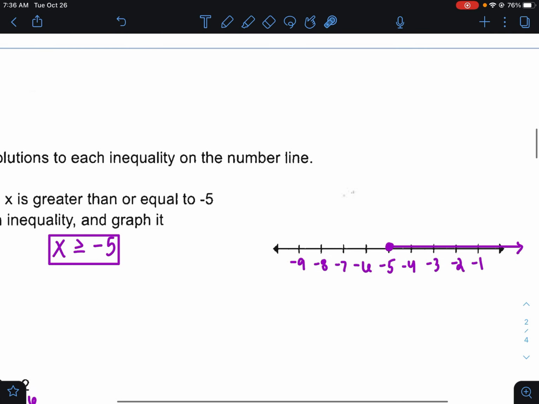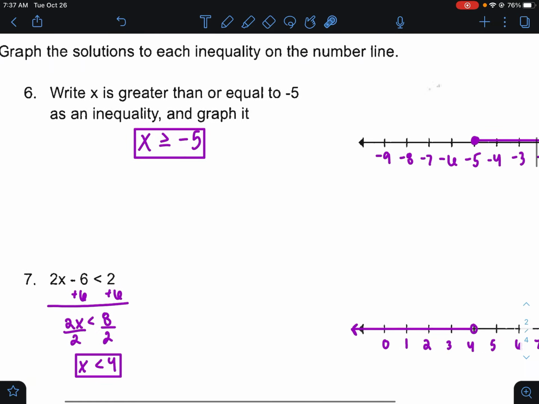Then we make our number line. It doesn't really matter how, all I need is that you have a closed point at negative 5, since it is also equal to. You have a ray pointing to the right since it is greater than. And the numbers on the number line get larger going to the right and smaller going to the left.